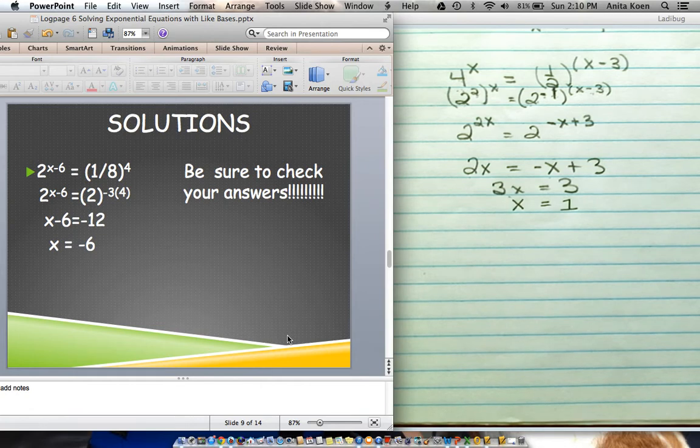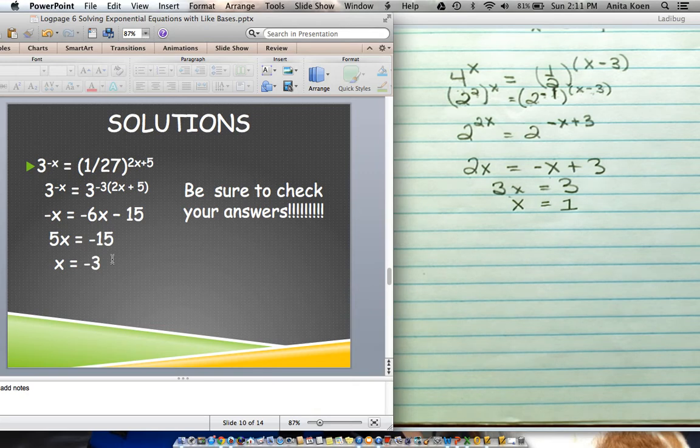Here's the first solution. 2 to the x minus 6 equals 1/8 to the fourth. How do I write 1/8 as a base of 2? Well, 8 is the same as 2 to the third, and since this is the reciprocal of 8, this is the reciprocal of 2 to the third. I'm going to multiply my exponents, so negative 3 times 4 gives me negative 12. Since my bases are now the same, I can say x minus 6 is equal to negative 12. And then all I have to do is add 6 to both sides, and I get x equals negative 6.